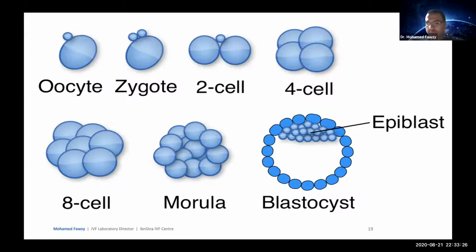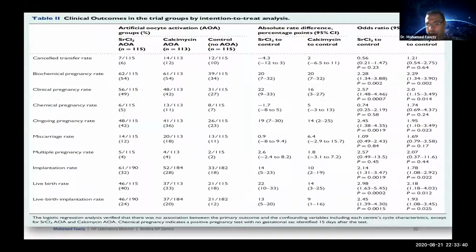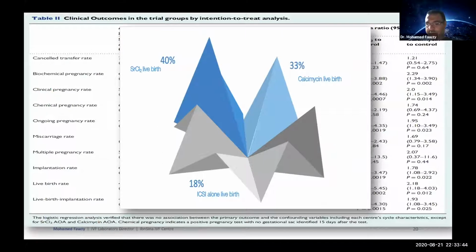For cycles with male factor infertility related to abnormal sperm morphology, calcimycin was more effective than strontium chloride when both were compared to ICSI alone. Regarding the clinical outcome, both strontium chloride and calcimycin improved the live birth rate compared to ICSI alone.